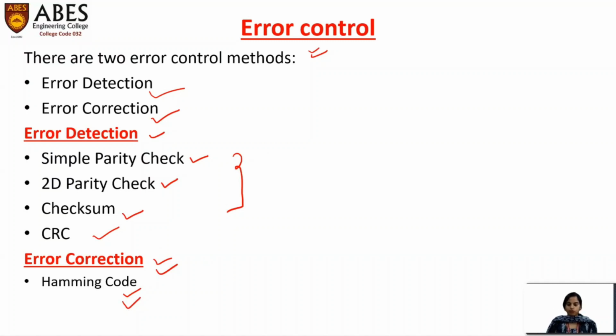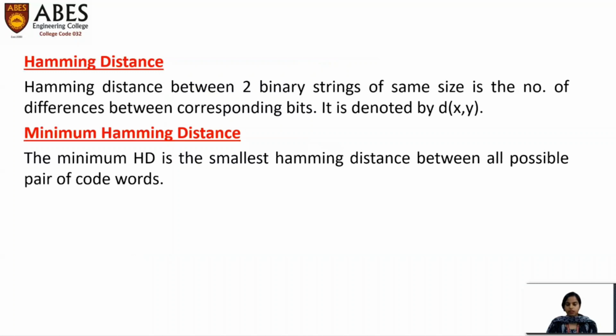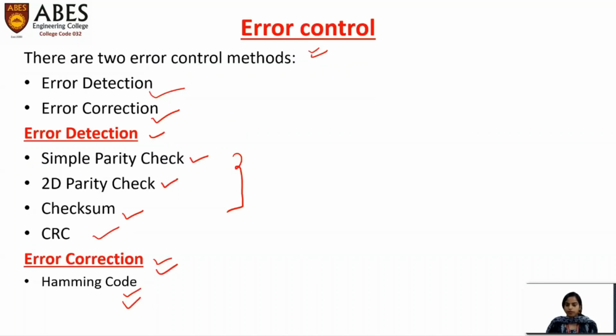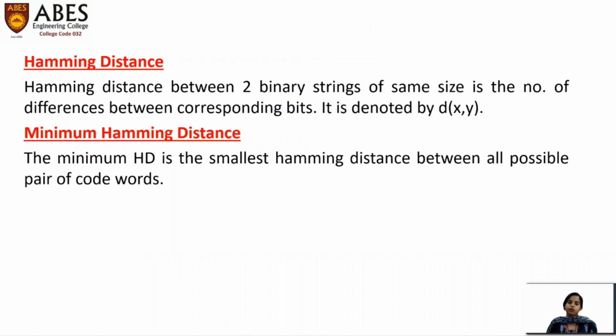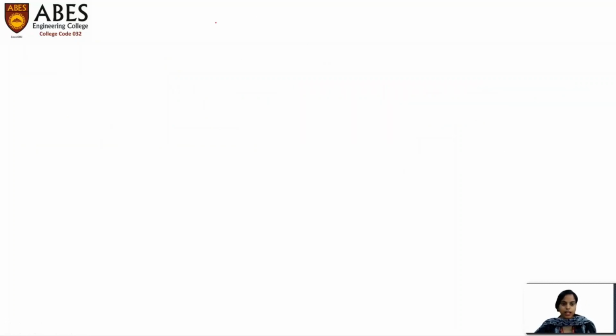Now moving forward. Before proceeding to these topics, first we need to understand what is Hamming distance and what is minimum Hamming distance. Hamming distance between two binary strings of the same size is the number of differences between corresponding bits. I'll give you an example. See, this is x comma y.